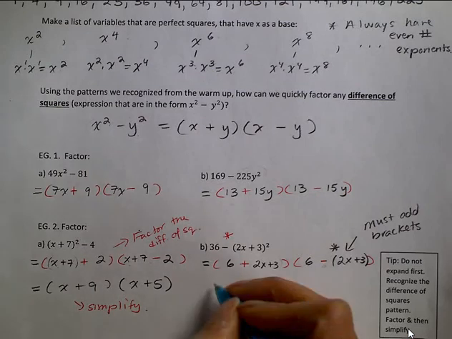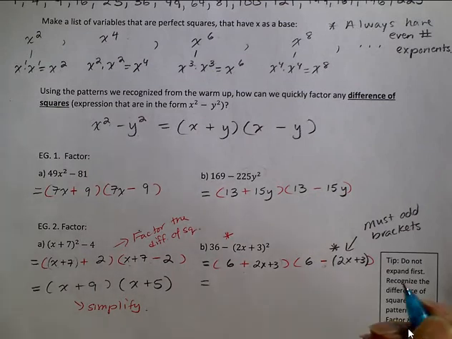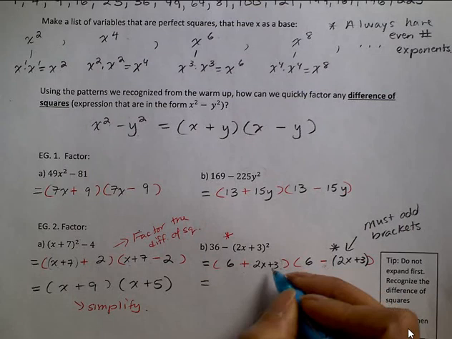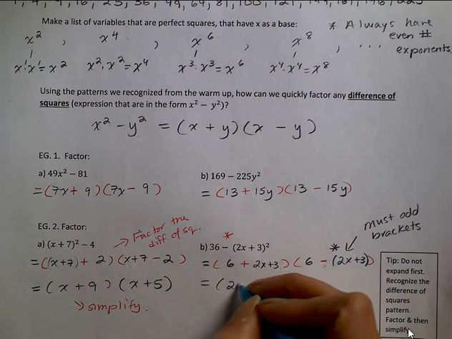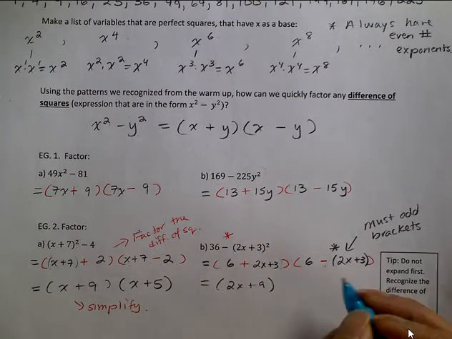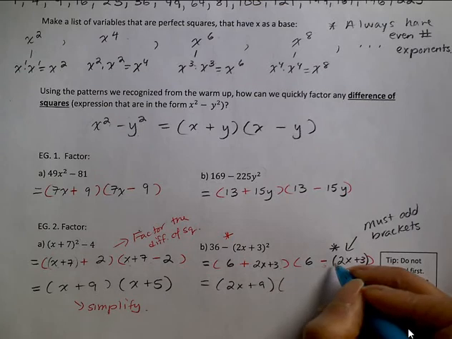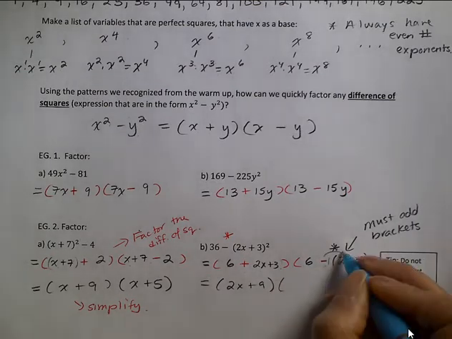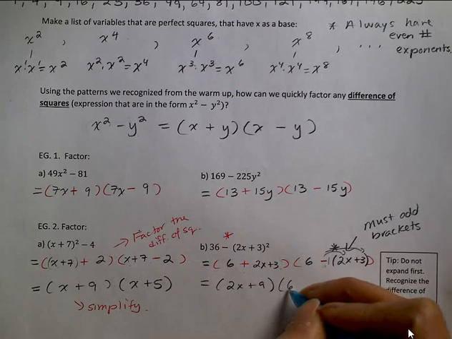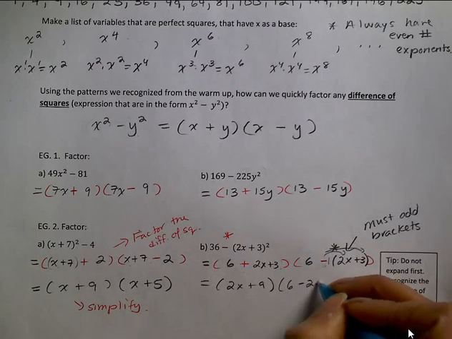Okay, now we're going to start simplifying. So we have 6 plus 2x plus 3. I'm going to add like terms. So now I have 2x plus 9 in the first bracket. In the second bracket, I'm going to distribute out the invisible negative 1, so the signs are going to change. So I have 6 minus 2x minus 3.